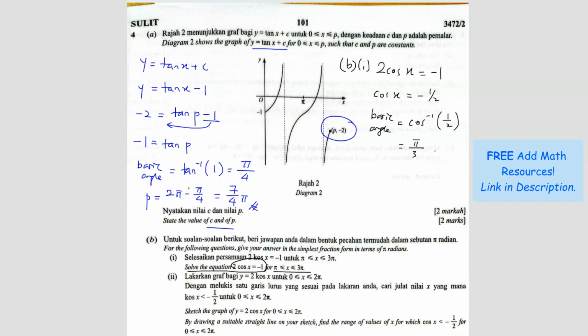So pi over 3. We can find x now. Since we are doing cos, and it's a negative value for cos, same thing, All Science Teacher Crazy. A negative value for cos is going to be in the second or third quadrant. So the second quadrant will be pi minus the angle, and the third quadrant will be pi plus the angle. So in this case it's going to be pi minus pi over 3, then the second one will be pi plus pi over 3.